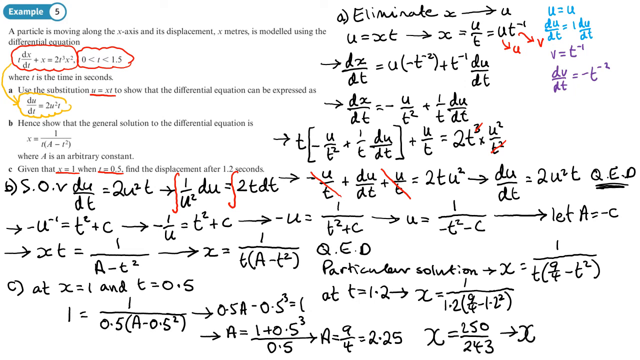Let's have a look to see what that is as a decimal, to 3 significant figures. So we'll get 1.0288, so 1.03, and the units for x are meters. So there we go. We have now done a modelling question with our differential equation.